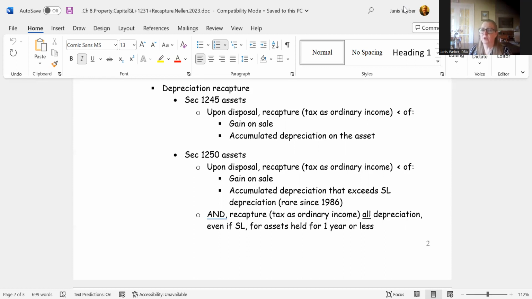And so the only way you get capital gain treatment on a 1245 asset is if you have a gain that covers your depreciation and also remains. So basically, it's when a gain is more than the amount you paid for the asset.